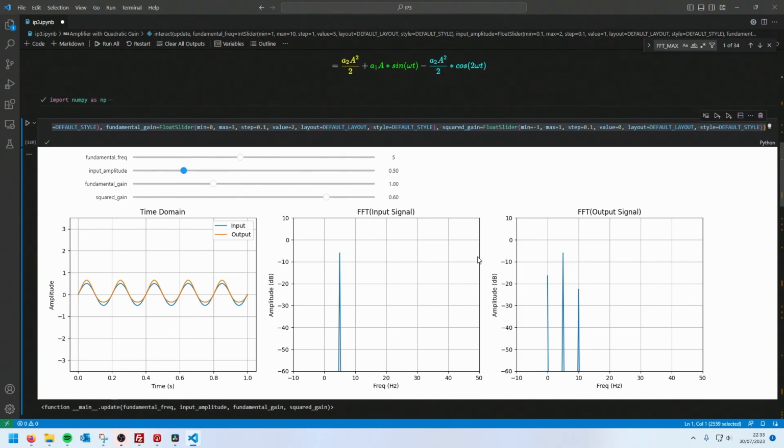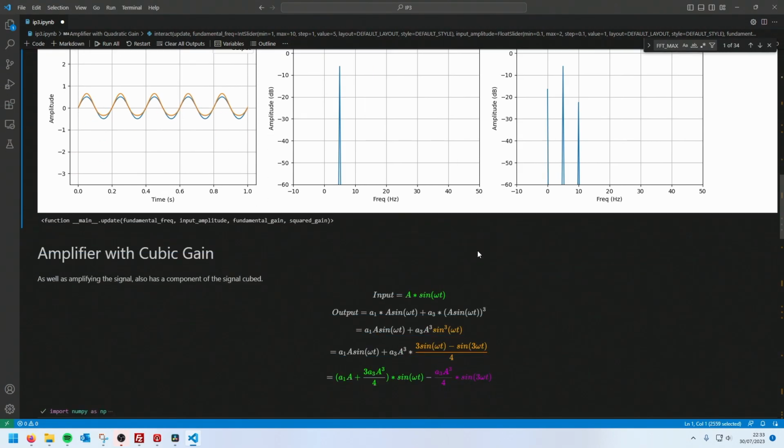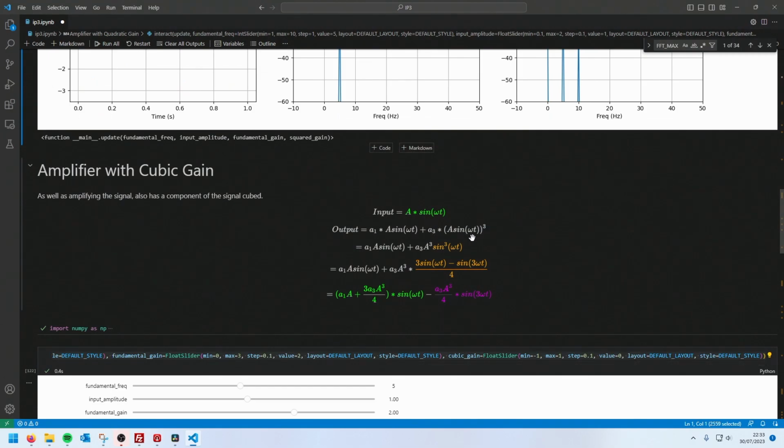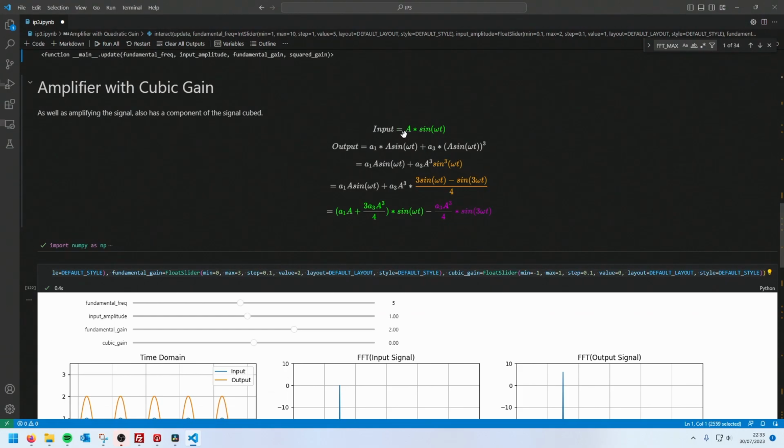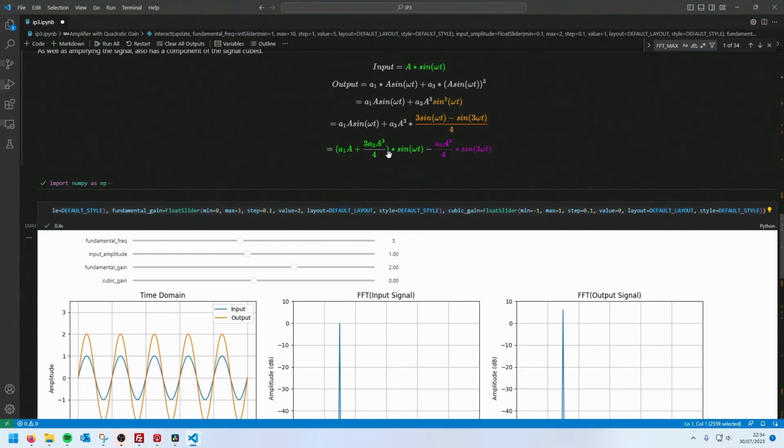And we get a similar effect with third order terms, so things that are related to the input cubed. Now these tend to be a bit more common. Once again, going through the maths, we've got our input, we've got our gain at cubic terms times the input cubed, standard trig expansion, this bit in orange is identical to this, and then we get two outputs.